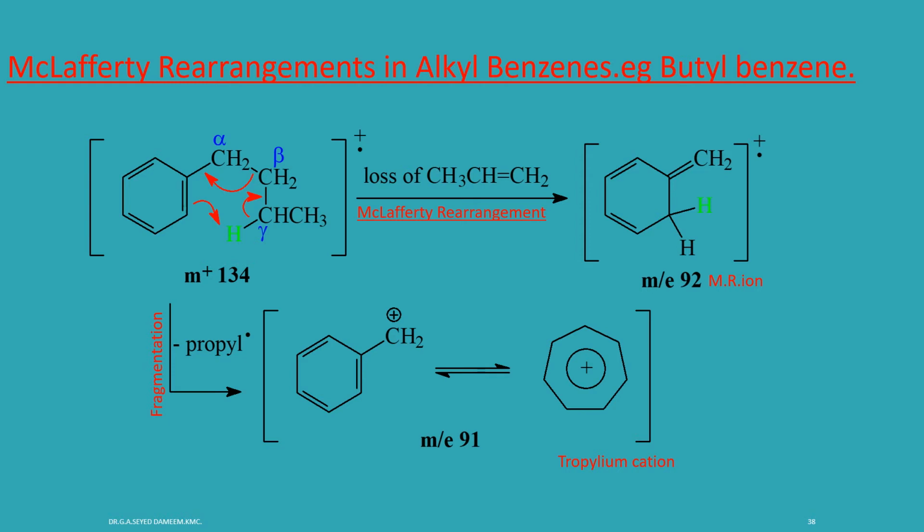So m by z 92 is the Mr ion peak, and the m by z 91 peak is the base peak. That peak corresponds to the tropylium cation.